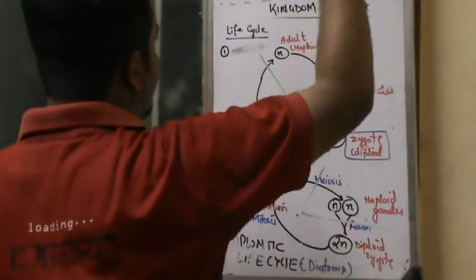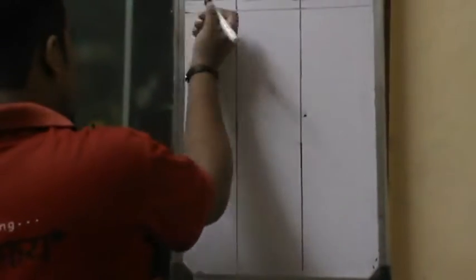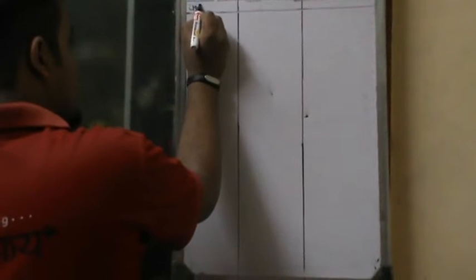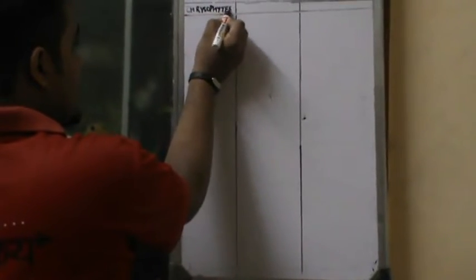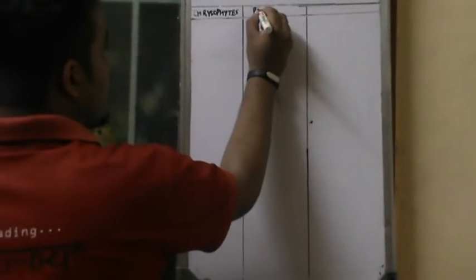So okay, now let's move to the various organisms that we have to discuss, right? The very first group is going to be chrysophytes. The second group we have to discuss is going to be pyrophytes.